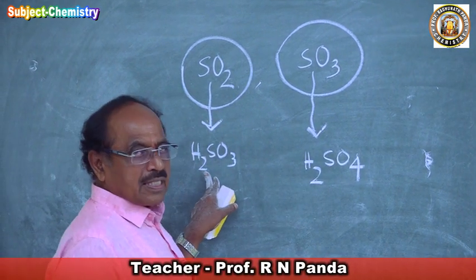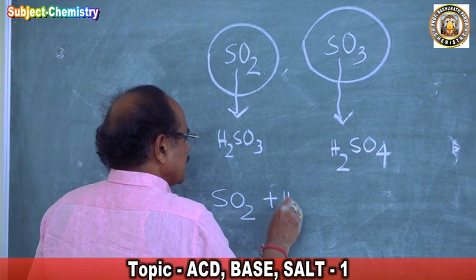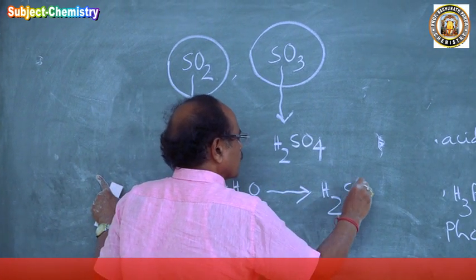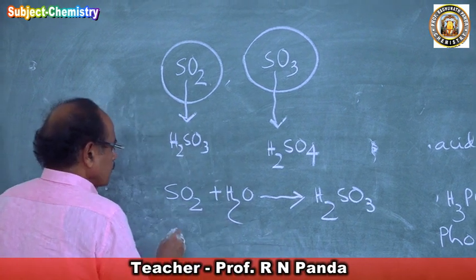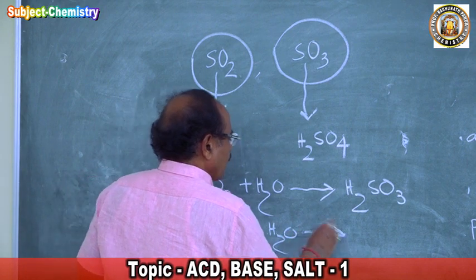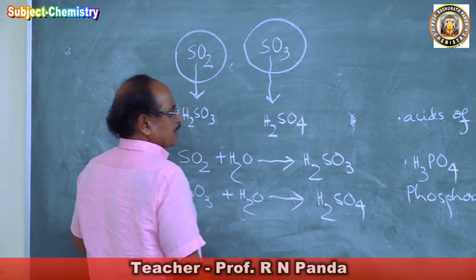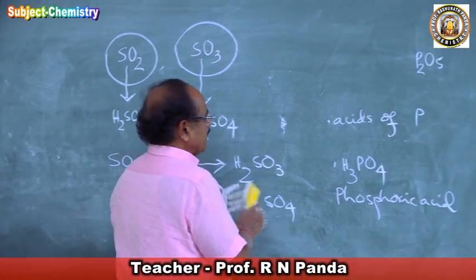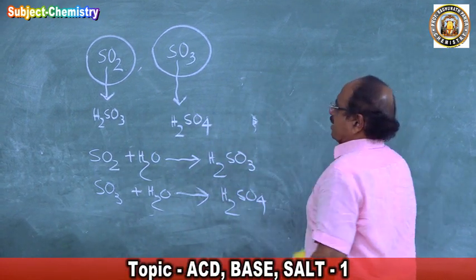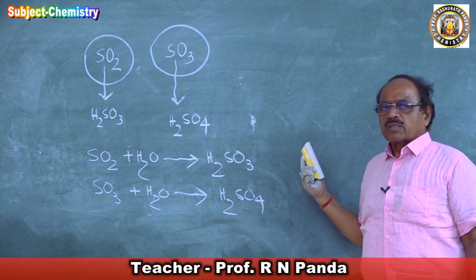If you take SO2 and water, this forms sulfurous acid, H2SO3, and we have SO3 plus water, and this forms H2SO4, sulfuric acid. So these are all the nonmetallic elements that react with oxygen to form nonmetallic oxides. They are acidic oxides. They are soluble in water to form their oxy acids.